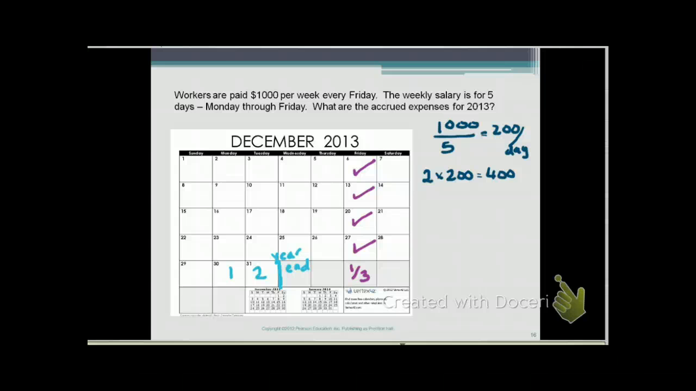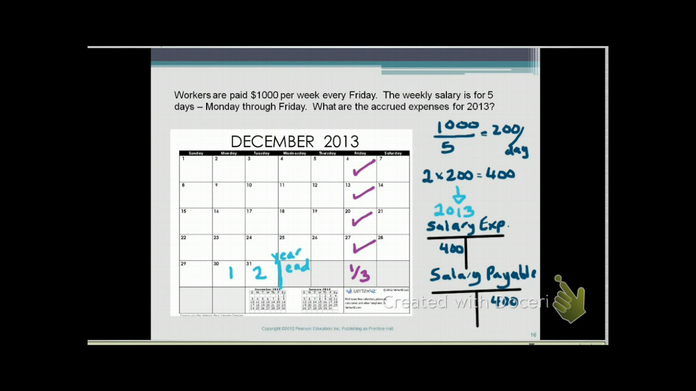So you need an adjusting entry. There are 2 accounts involved, salary expense, and since we're not going to be paying those salaries until January 3rd, salaries payable is your second account. For 2013, salary expense and salaries payable. You're going to debit salary expense for 400, credit salaries payable for 400, which is the amount that we calculated earlier. To summarize, this is an accrued expense, which means we've incurred the expense.